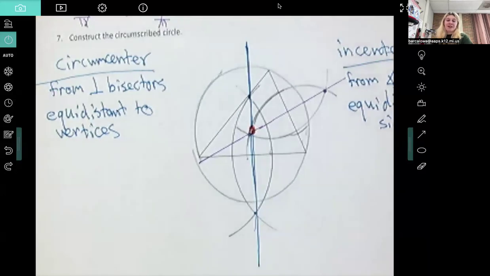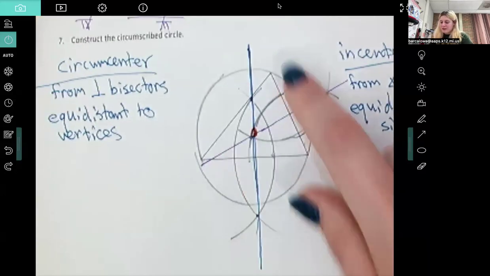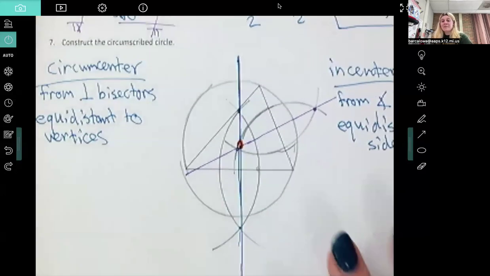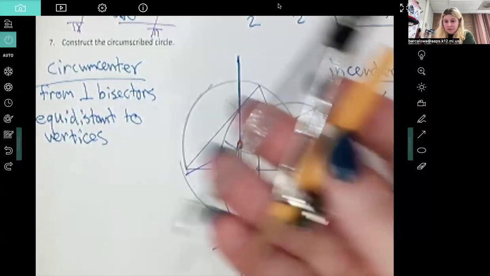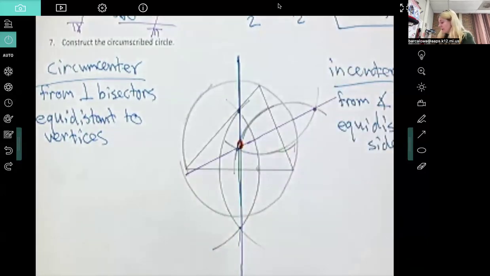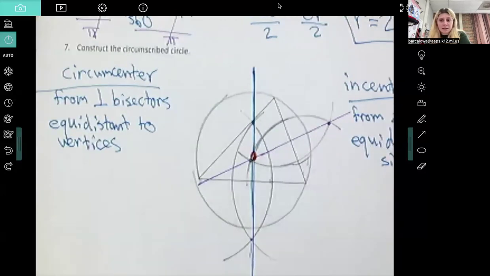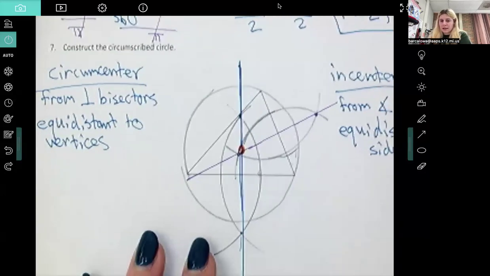It's pretty good. It should go through all your vertices. Okay. Do not erase your construction lines. I know you probably don't have a compass at home. But if you're watching this video, go and practice in class, okay? Be like, hey, can I have a compass, please? I need to practice.